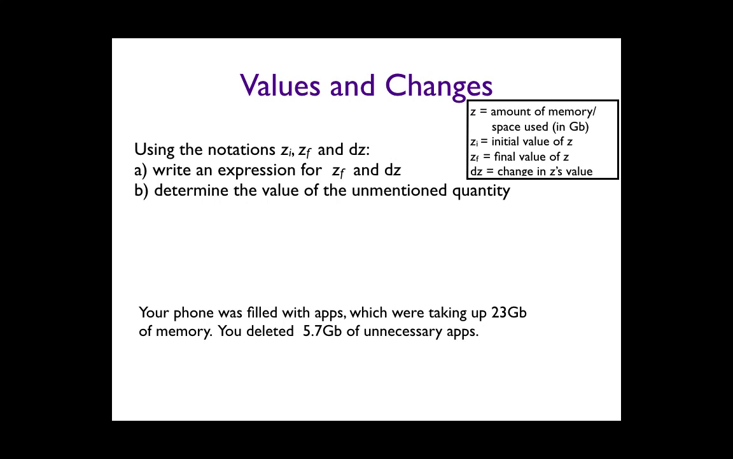So it's really this. Your phone was filled with apps. Initially, you had 23 gigabytes of space being taken up by apps on your phone. You deleted some. You added a negative 5.7 gigabytes. And what's missing here is actually the final value of z. So there is something that's subtraction-ish about this. When you read it, it's like, oh, I just subtract that, I can figure out what's left. But that doesn't necessarily mean that what I found by doing this subtraction is this.